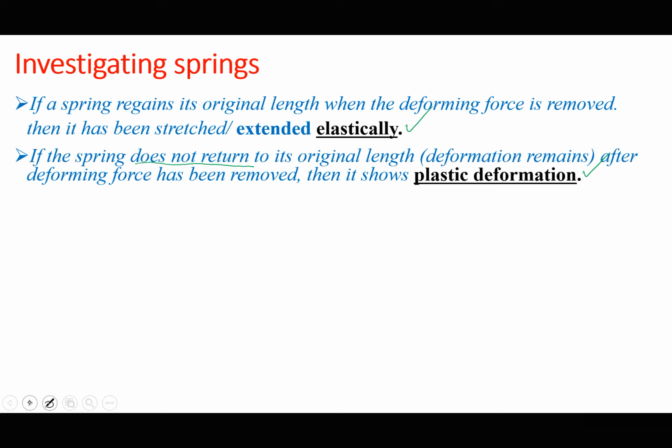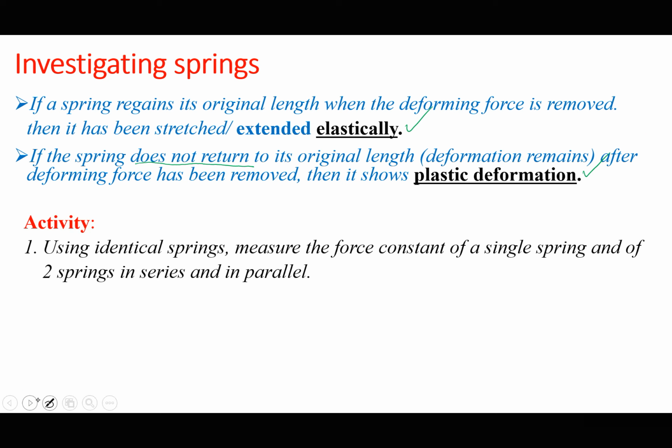So this is an activity I expect you to organize in your class. Use identical springs. Measure the force constant of a single spring and of two springs in series. What I mean by series is, join them end to end. So you have one spring, you have obtained its force constant. Now you have two springs in series, you obtain their constant, that is in series, and in parallel. In parallel, I mean you now have them in this nature.